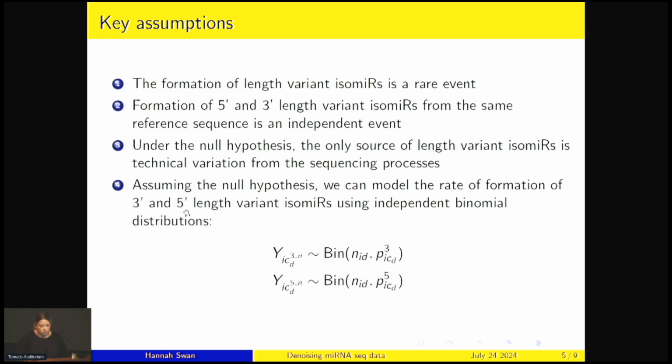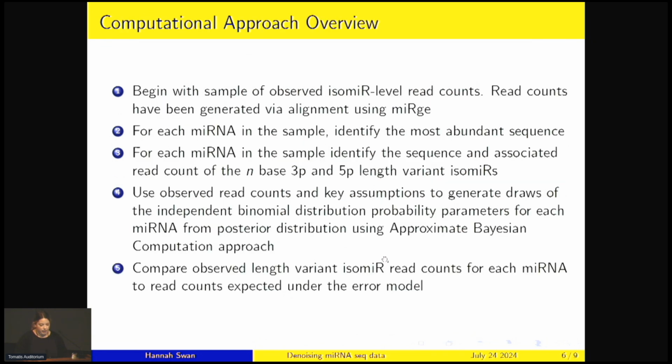and we can model that process and model the rate of formation of 3' and 5' length variant isomers using independent binomial distributions. So within a given sample, the observed read count of the 3' length variant isomer differing by n bases from the canonical sequence is going to be binomially distributed with these parameters, and then we are going to perform inference on these binomial parameters.